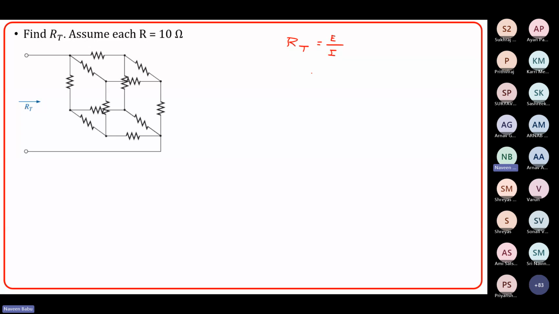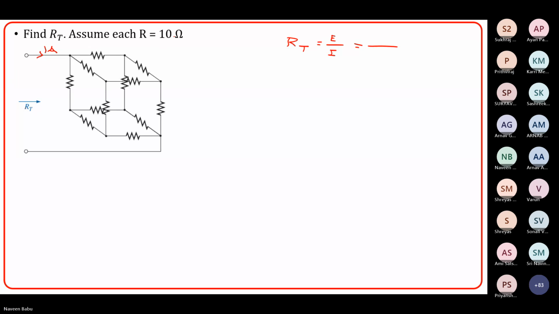So E upon I, I need to find out. Now, if I assume my current I becomes a known quantity, then my objective will be to determine E to find out RT. So what I'm going to do here is I'm just going to assume that this particular current is just 1 ampere, right? I'm just going to assume that this is 1 ampere.